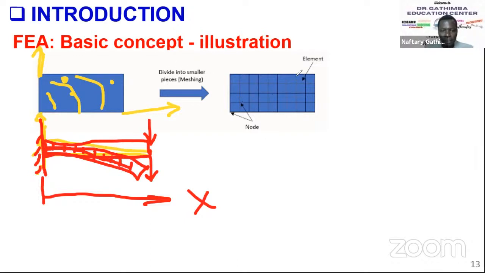So the meshes are now, this one of them, I can call it an element. We are going to see why now. The other part I was talking of a line, now I'm talking of a rectangle because we have different types of elements. Okay. Then at the meeting point, the point of interconnection between different elements, we call them the nodes.